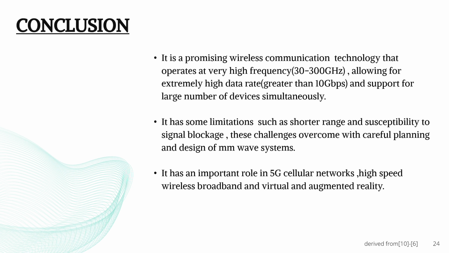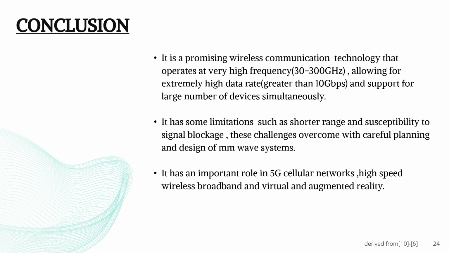And moving to the conclusion, millimeter wave communication is a promising wireless communication technology that operates at very high frequency, ranging from 30 to 300 gigahertz, and it allows for extremely high data rates. The data rate is greater than 10 gigabits per second, with support for a large number of devices simultaneously. Also, millimeter wave communication technology has some limitations such as shorter range and susceptibility to signal blockage. These challenges can be overcome with careful planning and design of millimeter wave systems.